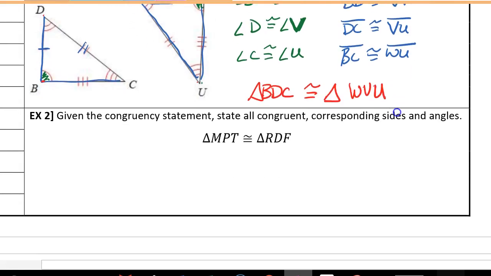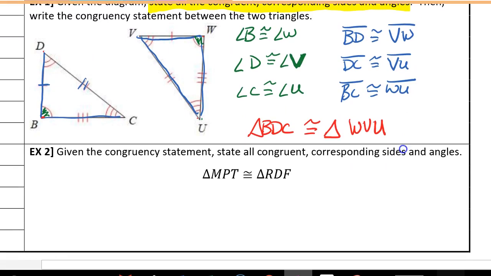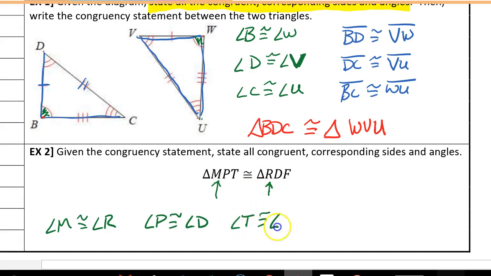That's important as we take a look at example 2, where I don't give the diagram but still ask for all the congruency statements. We'll start with the angles because that's the easiest to start with. The first letter in this triangle is M, which stands for angle M. So angle M matches up with the first letter in my second triangle, which is angle R. And then we can continue on with angle P is congruent to angle D, second letter to second letter. And angle T is congruent to angle F, third letter to third letter.